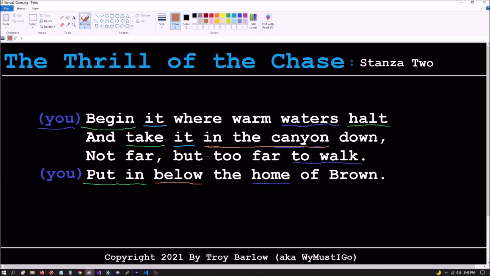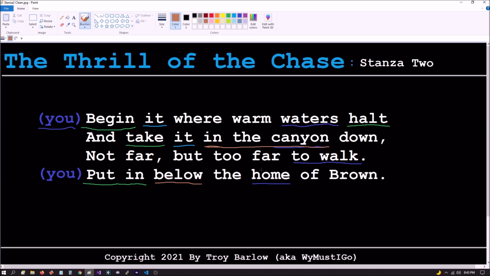But let's look. Does it qualify? Does it have a noun or a pronoun after it? Yes, actually it does. The home. Home is the noun. Again, we have a determiner, not just any home, the home. Now remember what I said before. He's saying the home. It's a specific home that we should be aware of. He's not just saying put him below a home. He's saying the home. So we should know which home he's talking about.